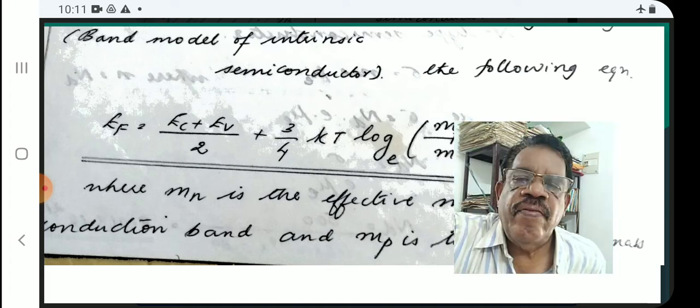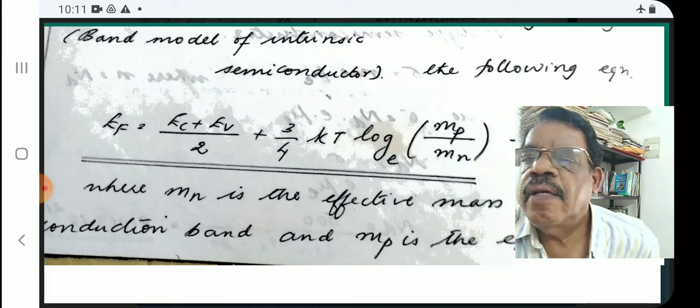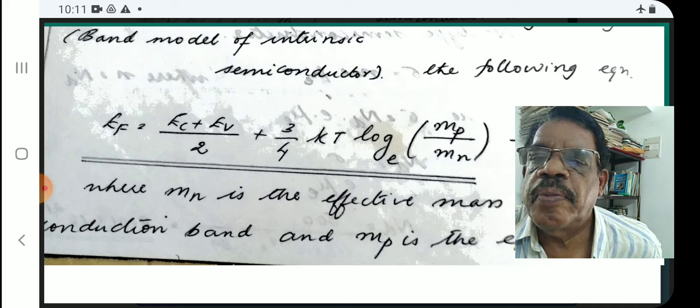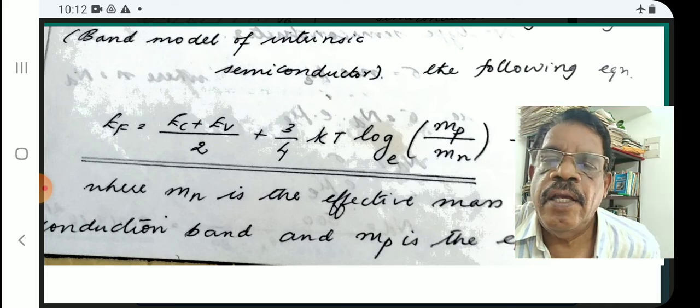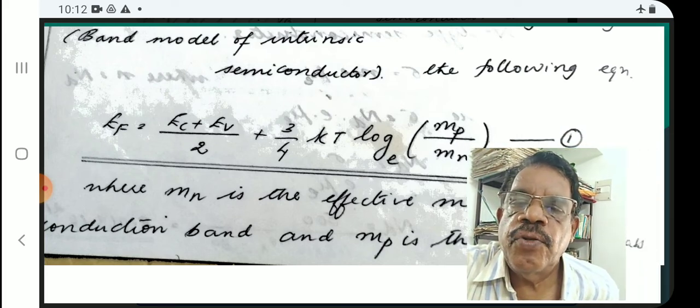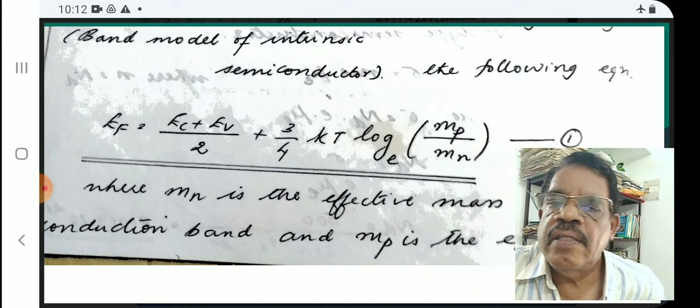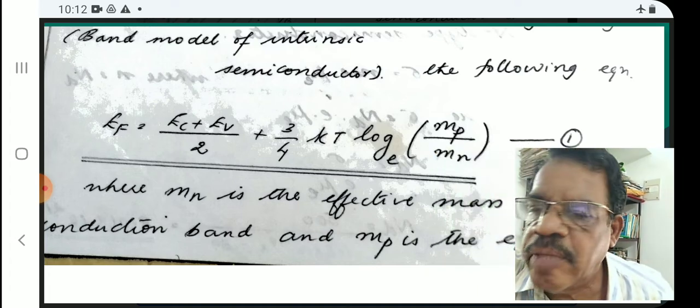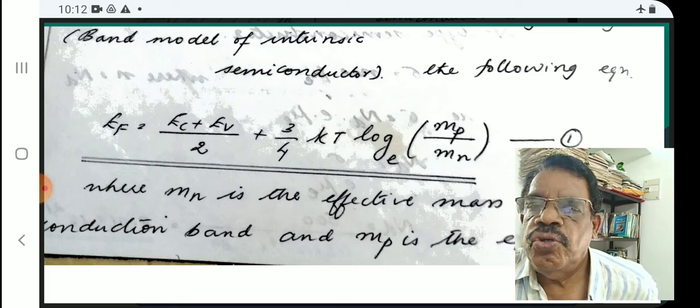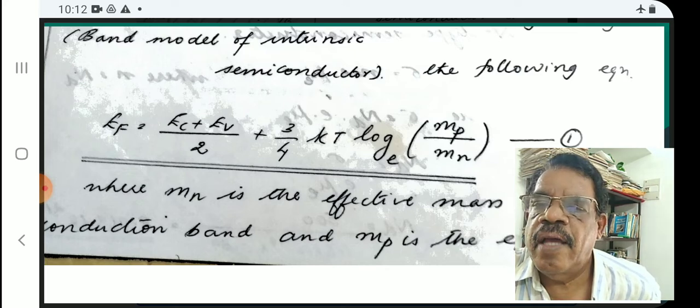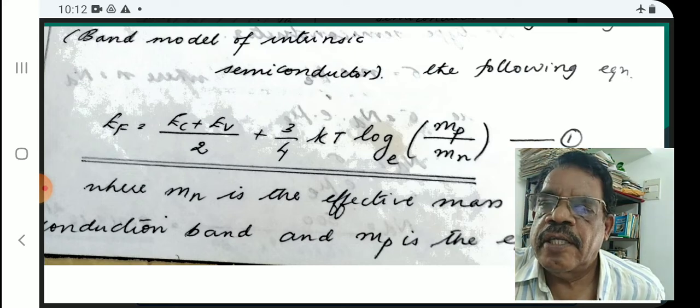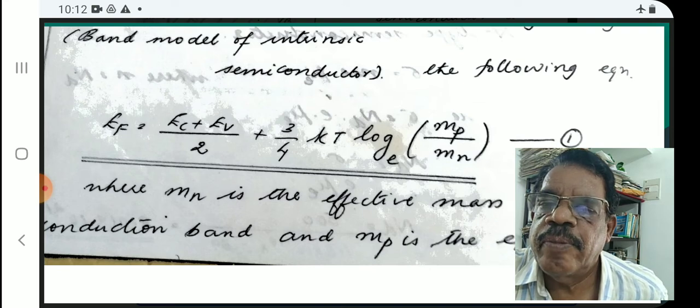So the Fermi level is given with the following equation. EF is EC plus EV by 2 plus 3 by 4 KT log Mp by Mn, equation number 1. And this is the Fermi level of intrinsic semiconductor. And you know the symbols. EC is the conduction band bottom level, and EV is the valence band top level.